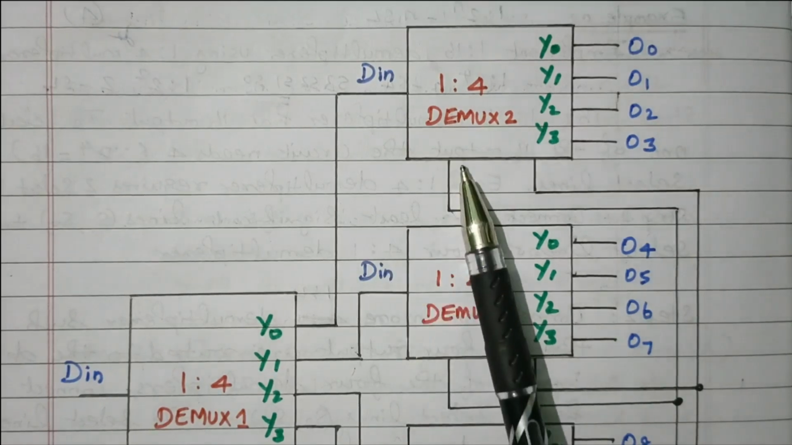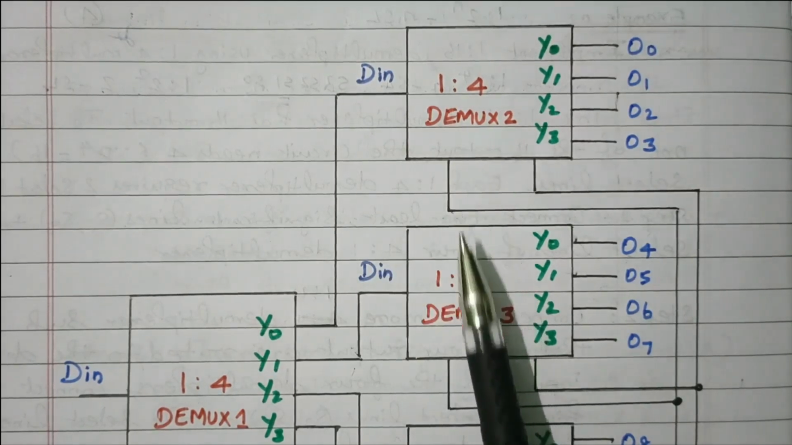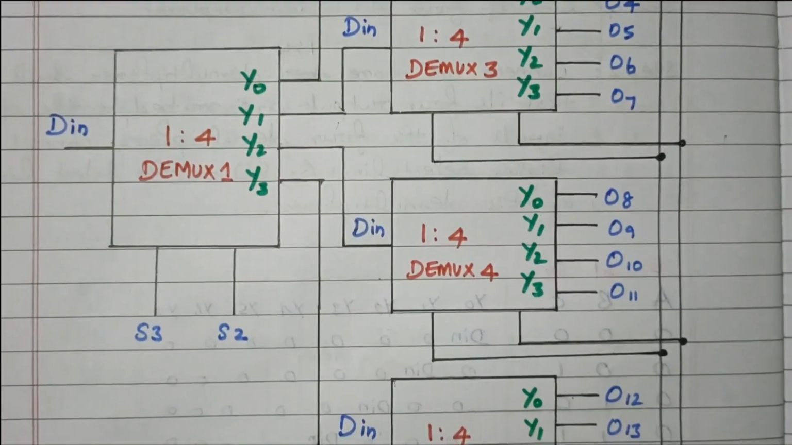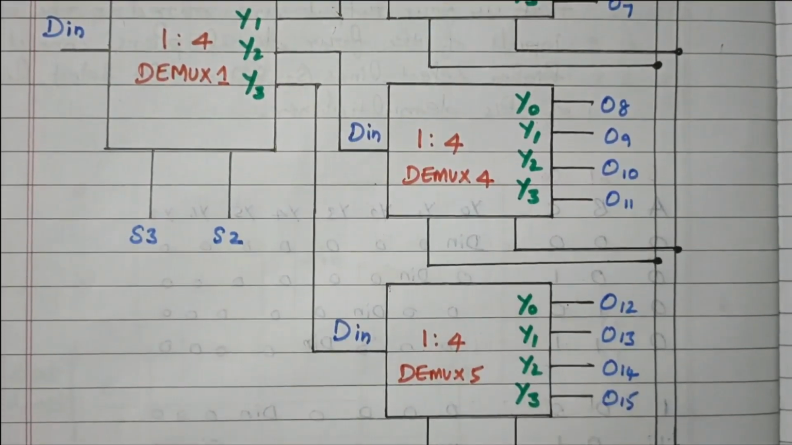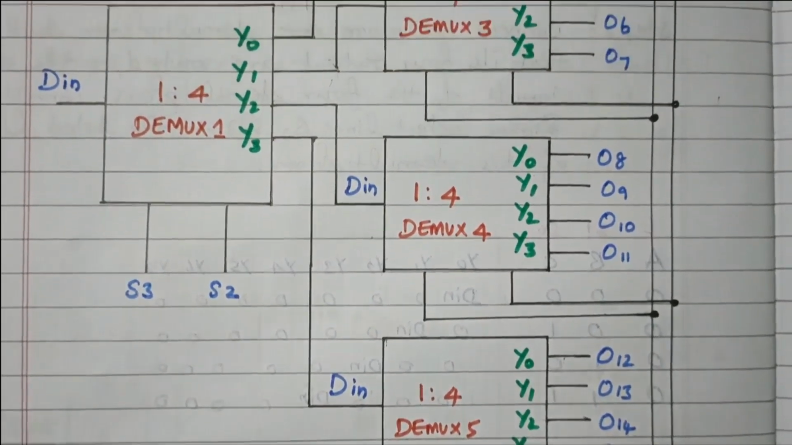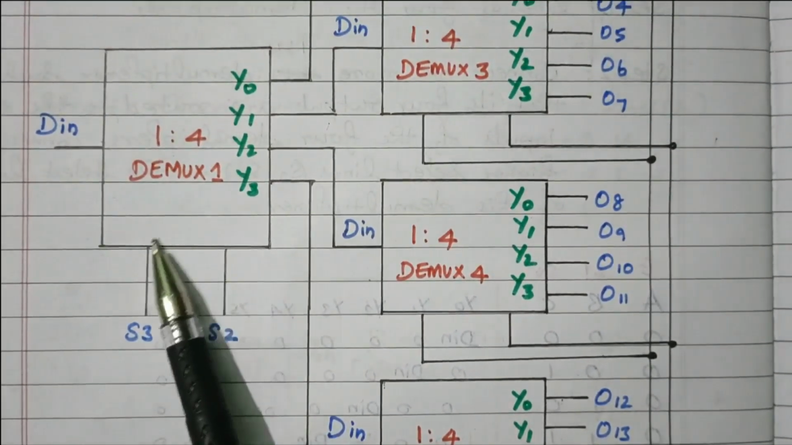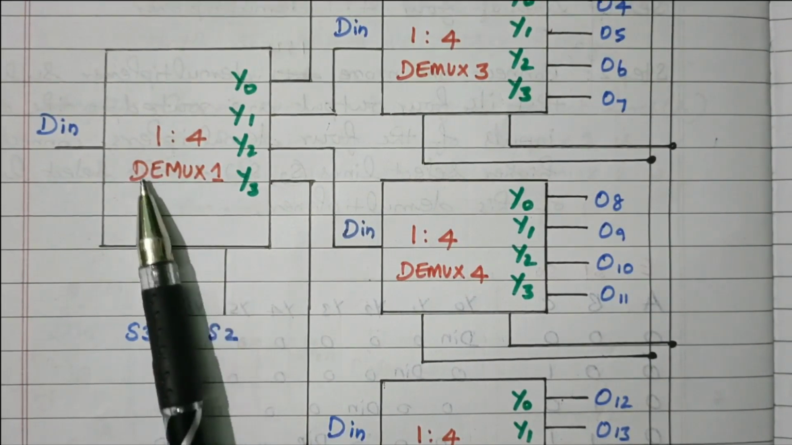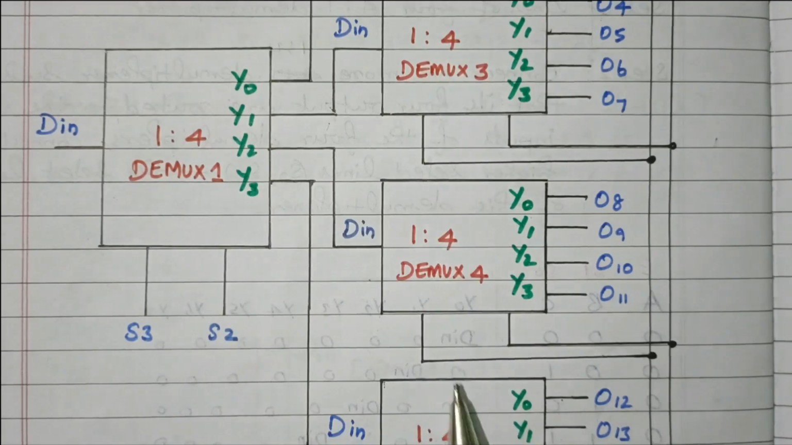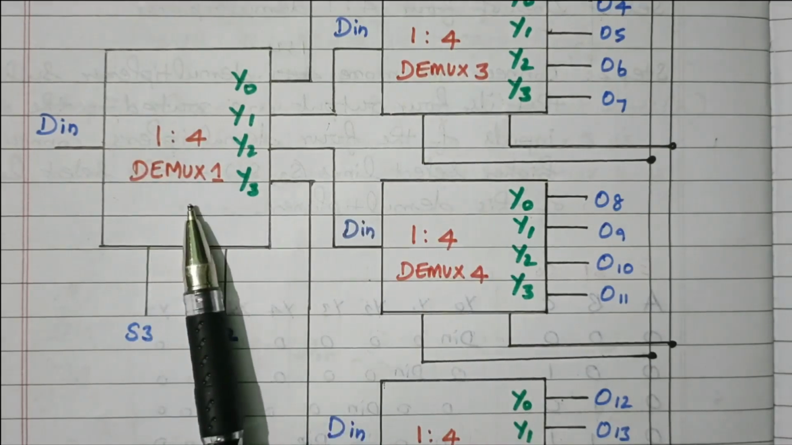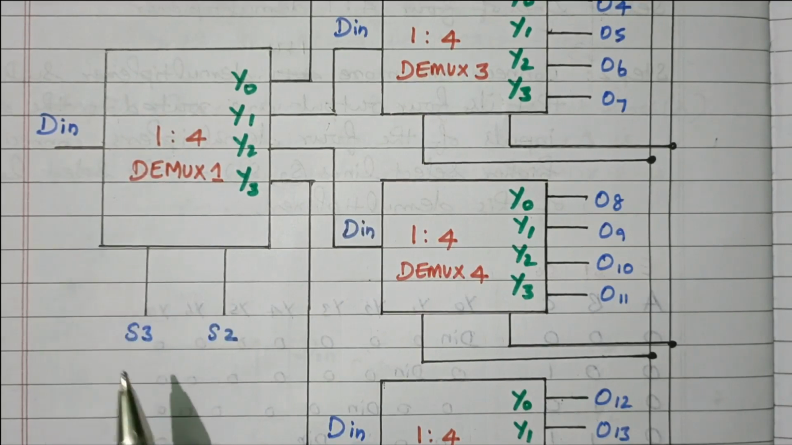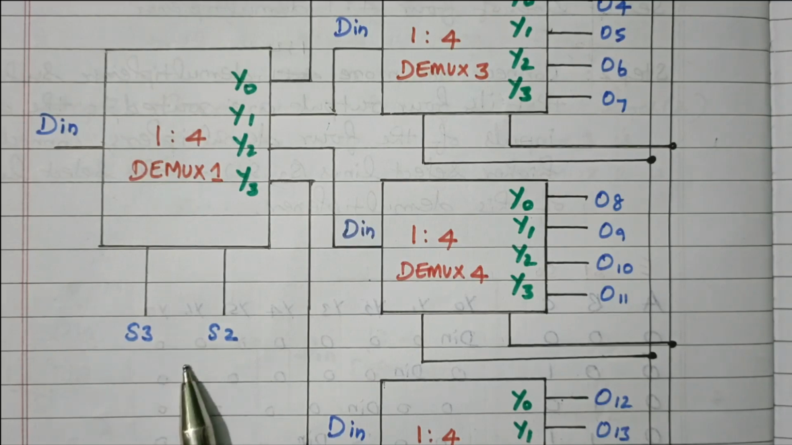See, this is the first dmux, second dmux, then third one, fourth one and fifth one, right? These 4 dmux are selected by one more dmux, this one, which is named dmux 1. This is the fifth dmux. This dmux will select among the remaining 4 dmux, so it is named dmux 1. But the data input is given, only one input. It is controlled by the selection lines S3 and S2, the MSBs, right?